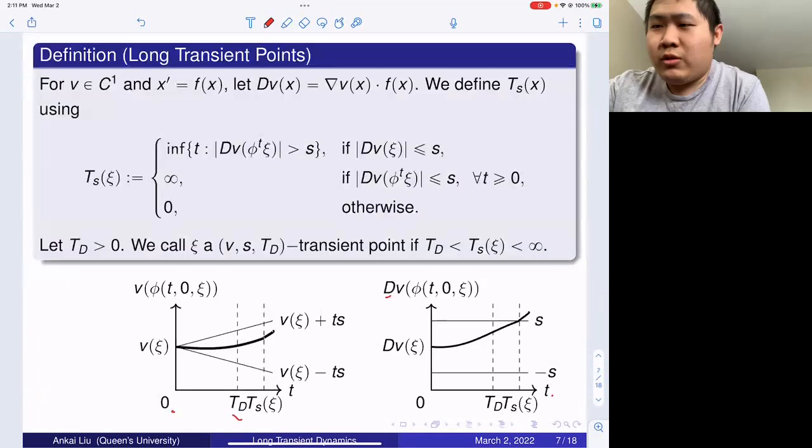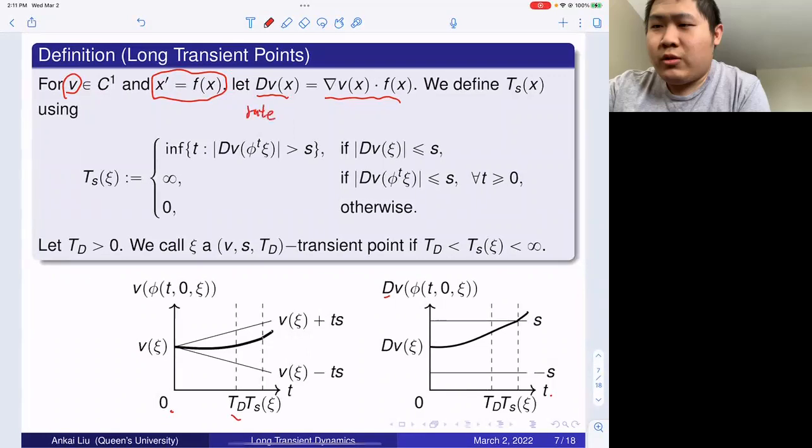Okay, so let's get into the precise definition. Let's say we are given a measurement V and a dynamical system, we can define dV as the directional derivative as this. So basically, this is the rate of change for V along the trajectories. Okay, so with this, we can define the T_S function as follows.